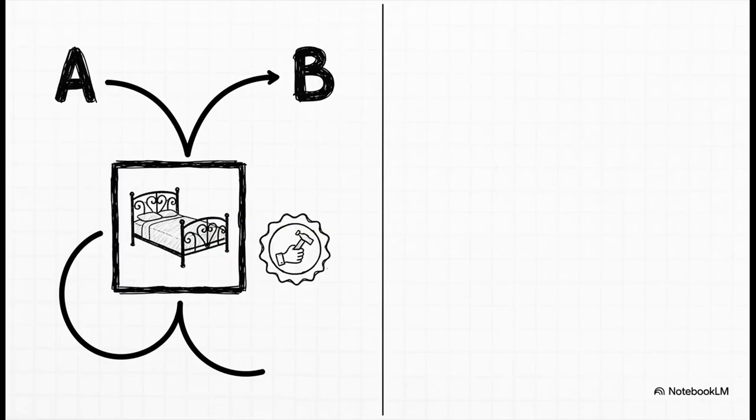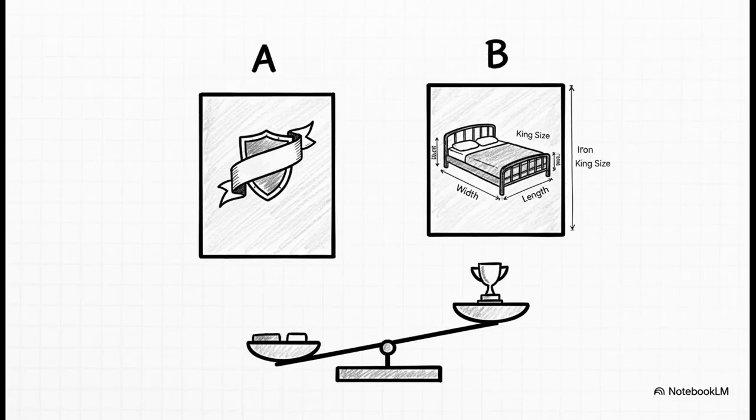Now, to figure out if your message is really working, your best friend is A/B testing. This just means running two slightly different versions of an ad at the same time to see which one performs better. For instance, let's say Variation A for an iron bed has a headline that focuses on a feeling: authentic black iron beds. Now let's compare that with Variation B. This headline is much more specific and feature-focused: iron king-size bed frame. You see the difference? By running both of these at the same time, you're not just guessing which message works better, you are letting the data decide for you. This simple process of testing and improving is one of the most powerful things you can do.